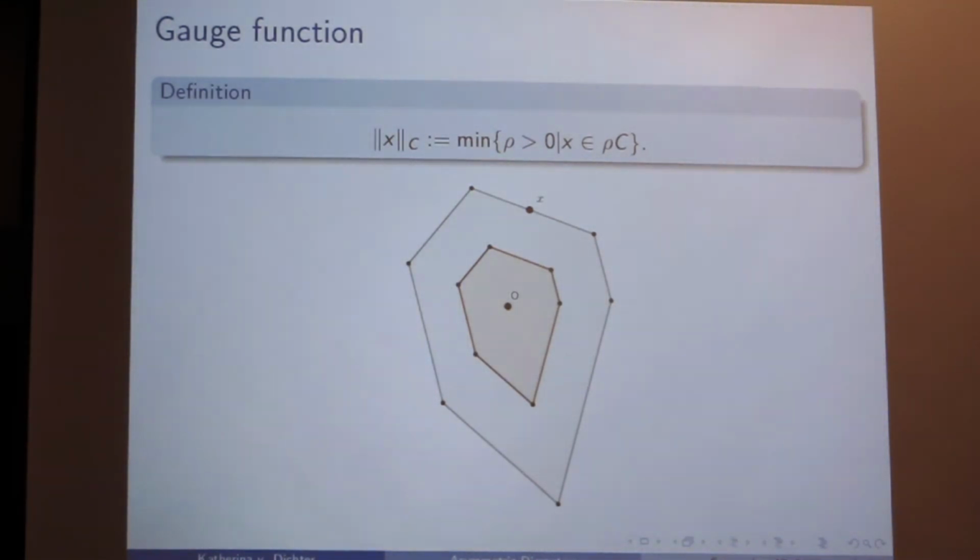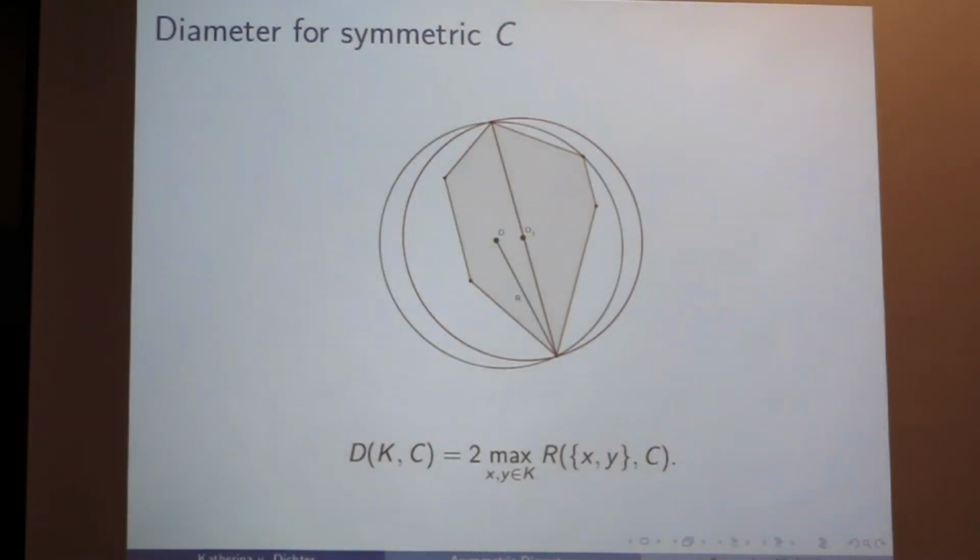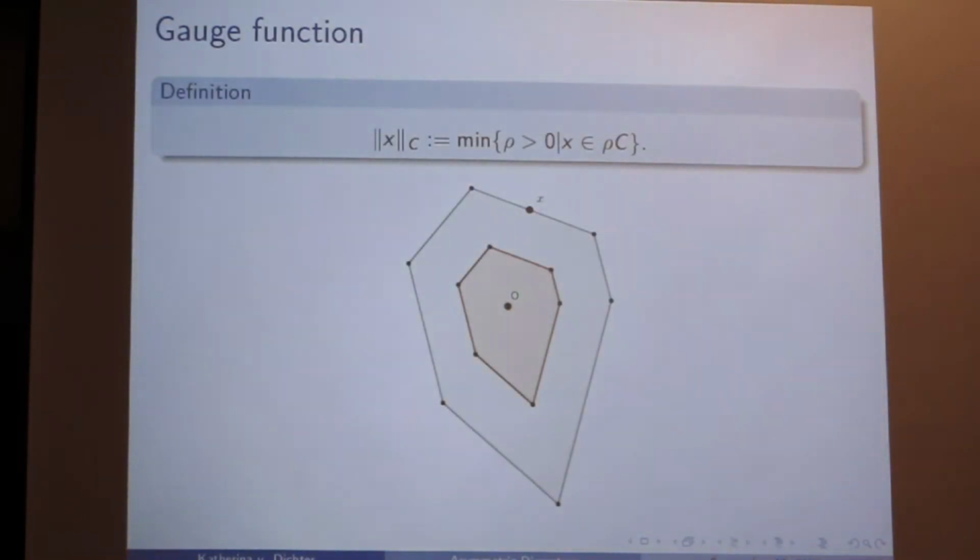Intuitively, this measures the distance from a point to a body. Or you can take two points and measure the distance between them with respect to a body. The point is 0 and you choose an arbitrary point. Yes, we fix the center, we need it. So this also depends on the center. Sure, yes.